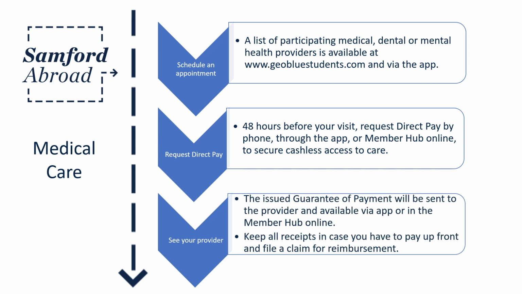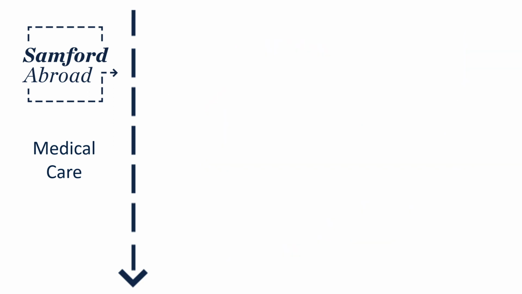When you see your provider, that issued guarantee of payment will have been sent and be available in your app or online at the Member Hub. Still be sure to keep all your receipts just in case something goes wrong and you have to pay up front and file a claim for reimbursement.